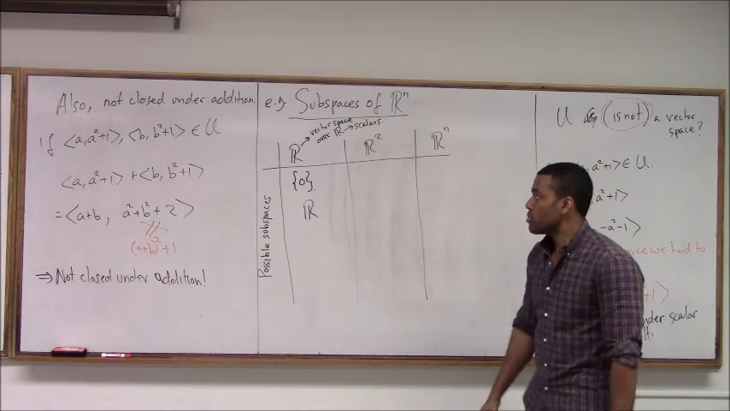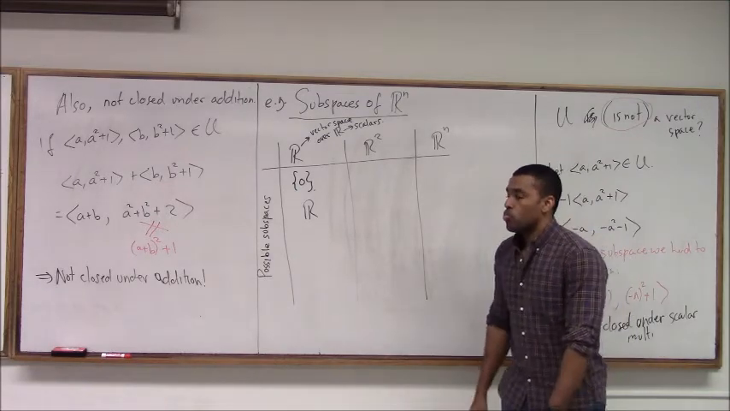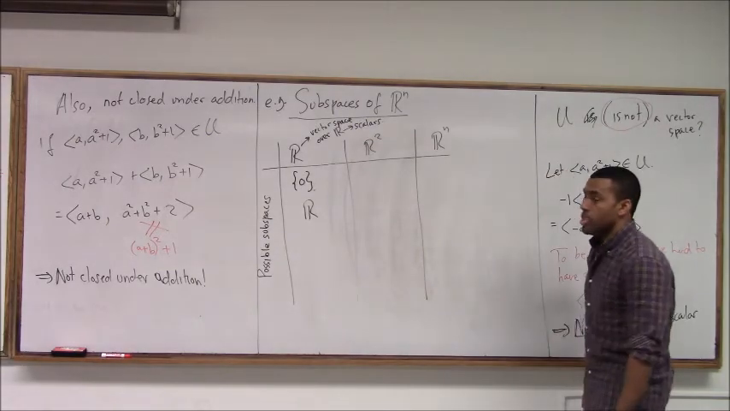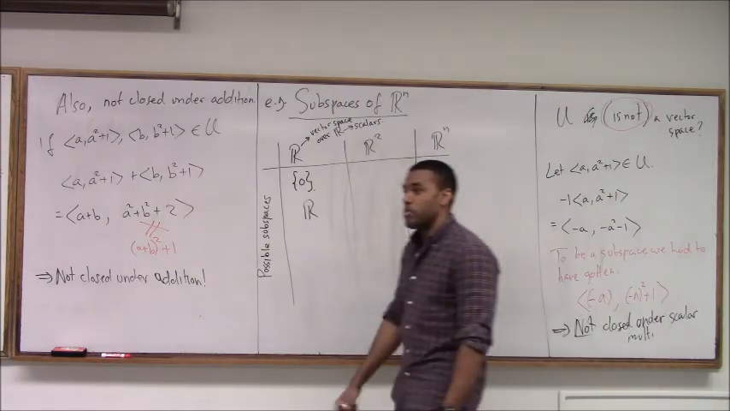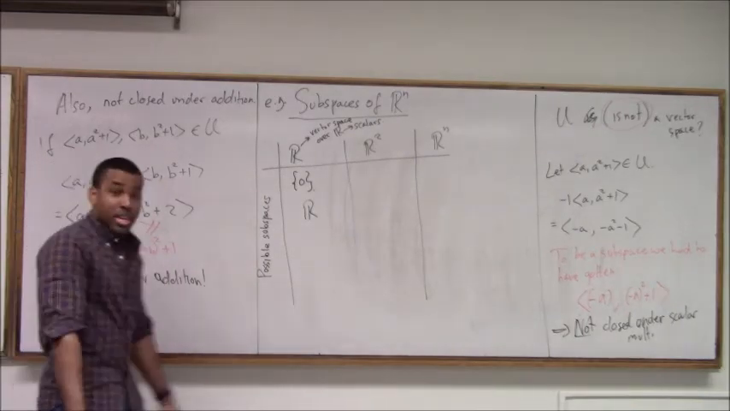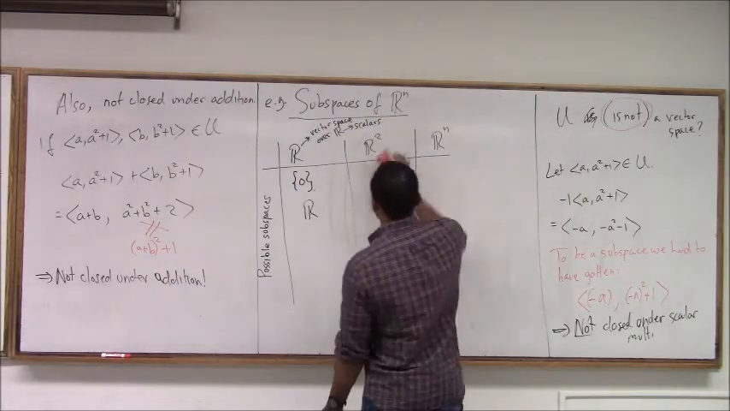Rational numbers? No, because if I multiply a rational by a real number, it doesn't work. Turns out in R, those are the only 2 possible subspaces. I know it's kind of anticlimactic, but yeah, R is like that.